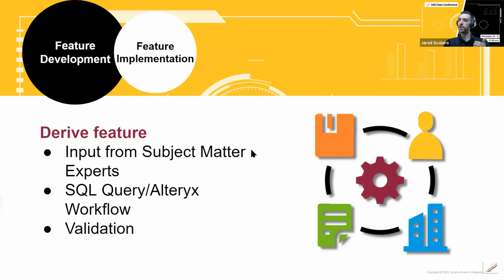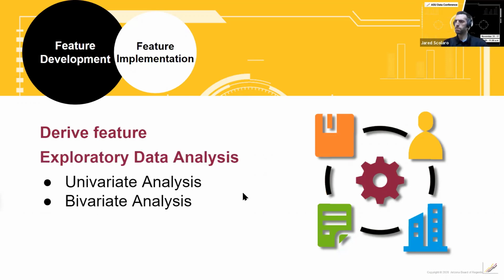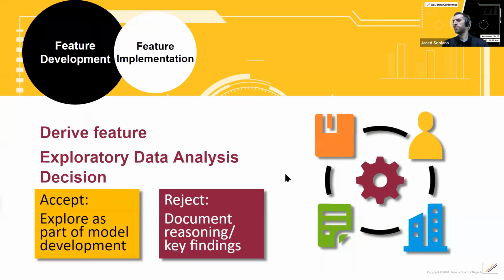We're going to get input from subject matter experts about what's the best source for it, what logic will work. We'll use SQL query or Alteryx to extract that data and validate to make sure that is the data that we think it is. And then we do exploratory data analysis. So that involves univariate analysis and bivariate analysis, which I'll go into just a little bit more detail in a few slides. And then eventually we get to this decision. Does this seem promising that we should continue to explore as part of our whole model and look at in the greater context? Or maybe we reject it and say, this doesn't seem very predictive and something that we would want to include.